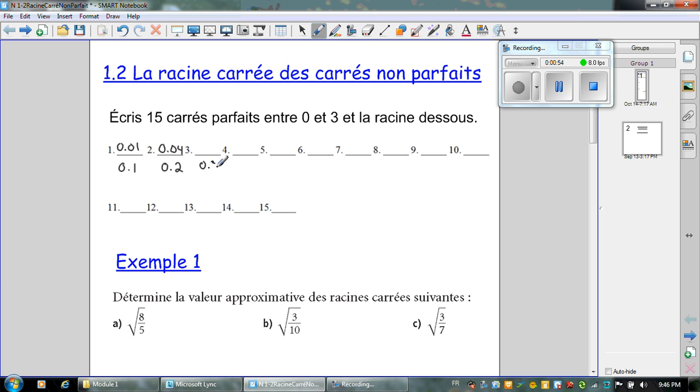3/10. So 3/10 multiplied by 3/10 is 9/100ths, because when I multiply tenths and tenths, I get hundredths. 4/10 multiplied by 4/10 is 16/100ths. 5/10 or 1/2. What's 1/2 multiplied by 1/2? It's a quarter or 25 cents. 25/100ths.